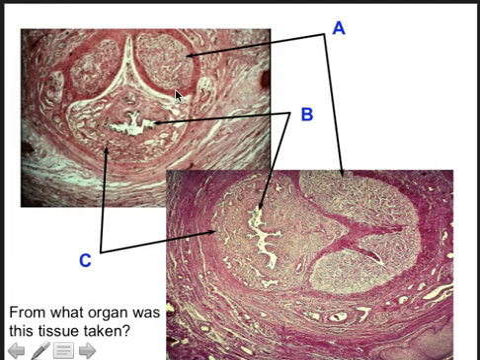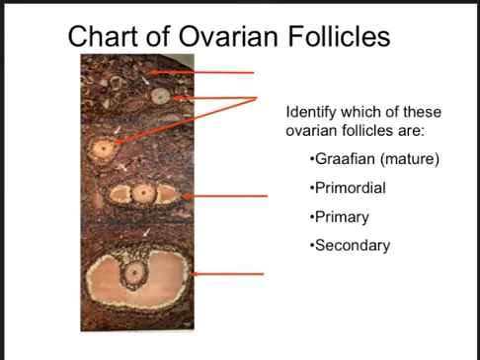Again, the corpora cavernosa and the corpora spongiosum are erectile tissue. They engorge with blood when the male has an erection, causing the penis to stiffen. Okay. Next, we have a peek at some ovarian follicles.